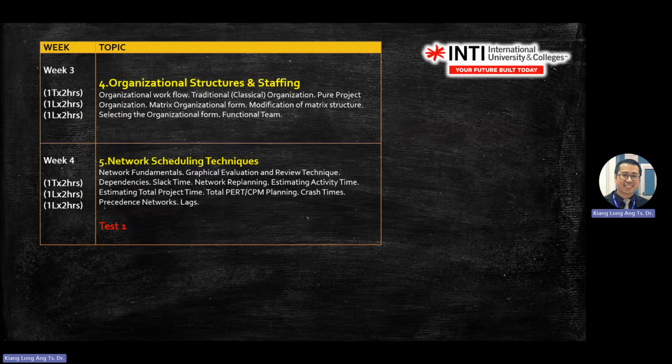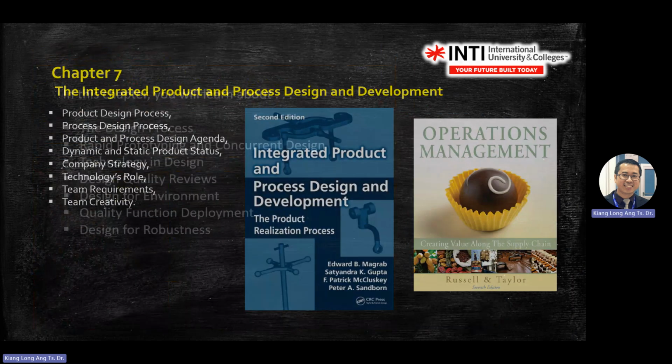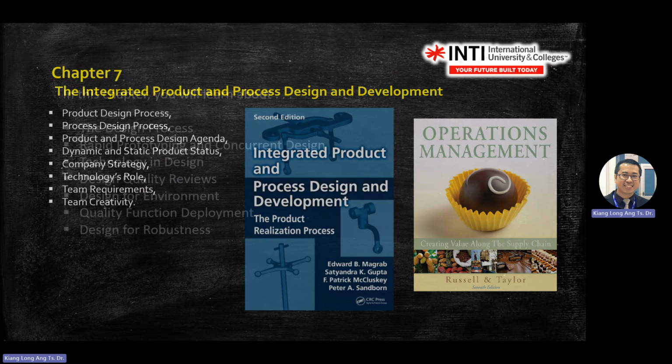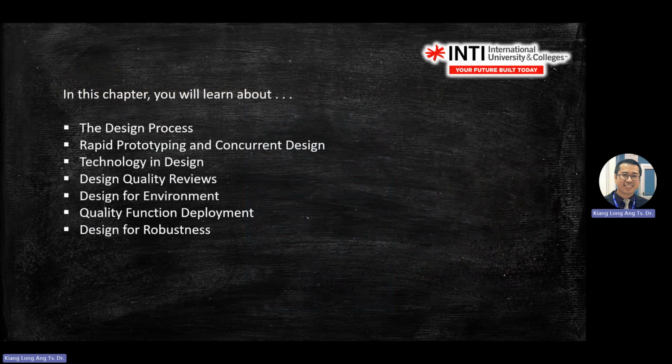Okay, we continue. Chapter 7 is more on the process and how to develop the products. We're referring to this textbook. If you want to know more about a particular specific topic, you refer to either of these two textbooks. Okay, I'll go quite fast.